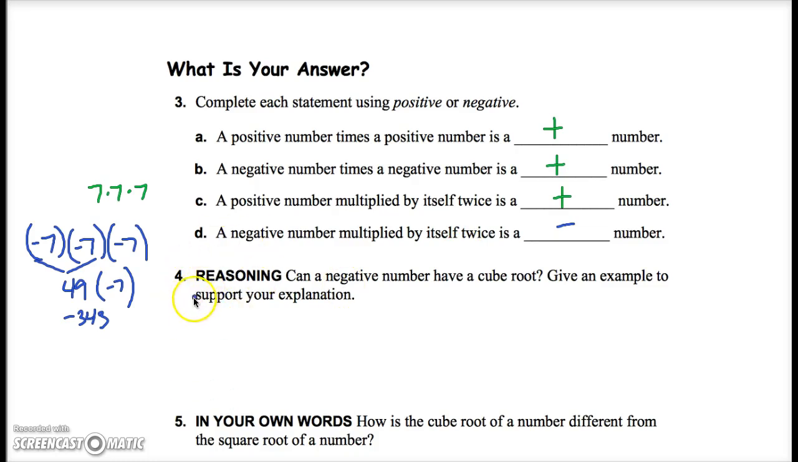So that leads us into number 4. Can a negative number have a cube root? And give an example. Well, this can be my example to back this up. Okay, so yes, a negative number can have a cube root, and we just proved that right here. So you can use that as your example. Okay, moving on down to number 5.